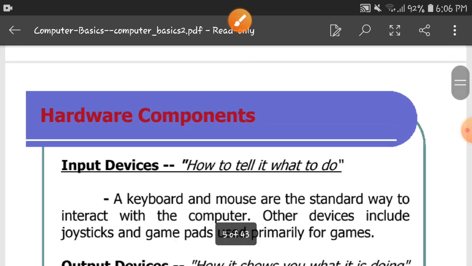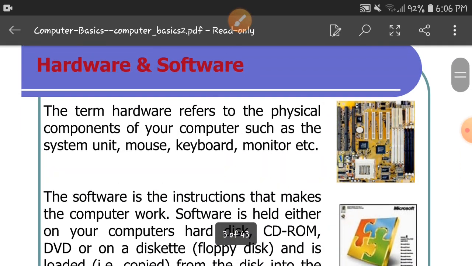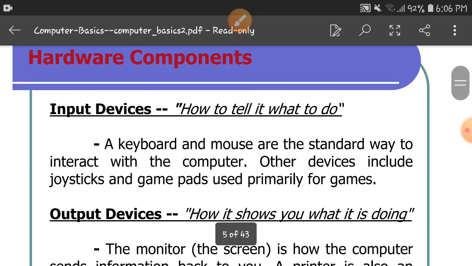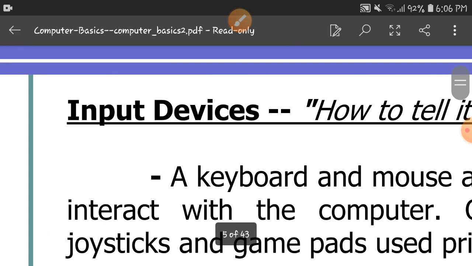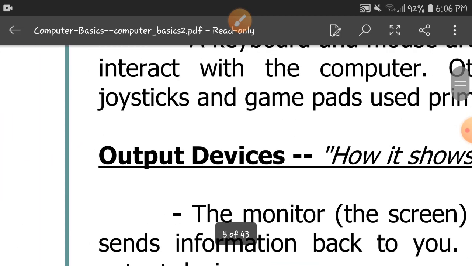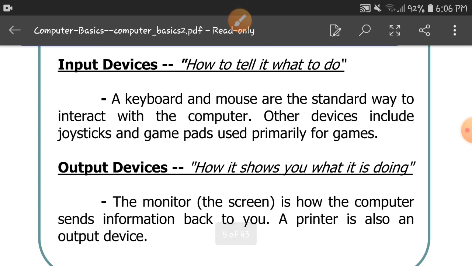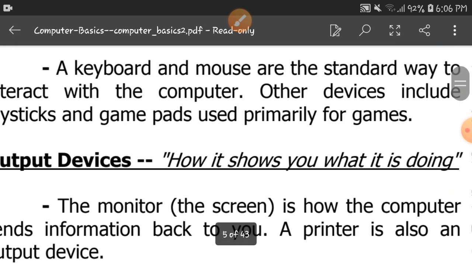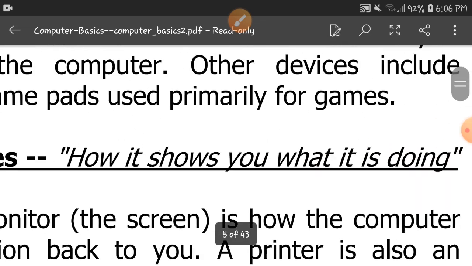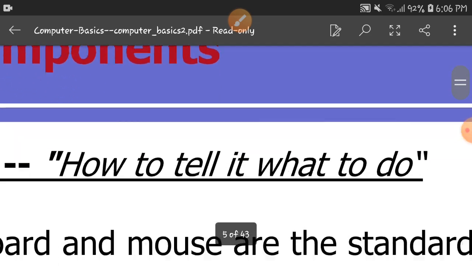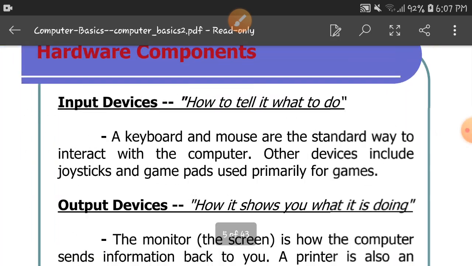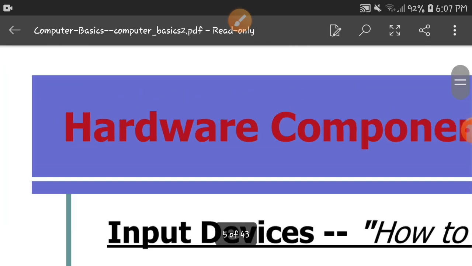So hardware components. We have learned about the software components, now I'm going for the hardware components: input devices and output devices, divided into two. Input is basically giving in, output is basically result out. So basically input, a keyboard and mouse are the standard way to interact with the computer. Input is how to tell it what to do, and output shows you what it is doing. So basically these are input hardware components.